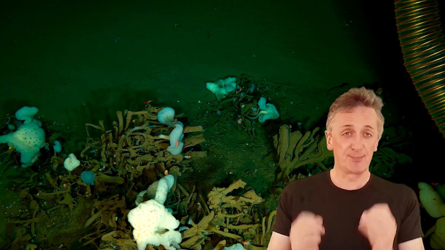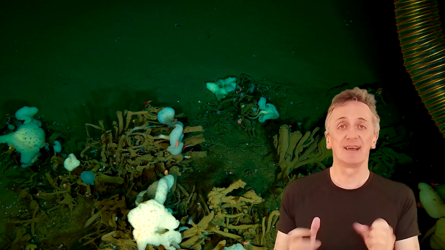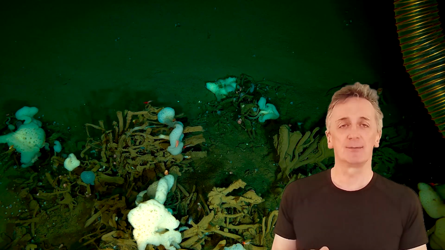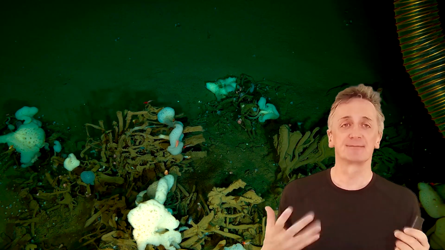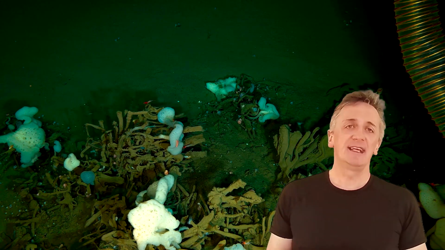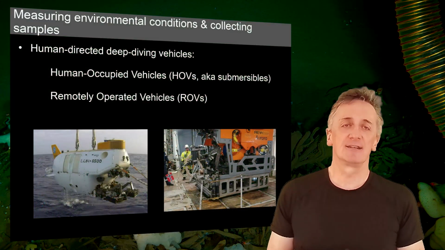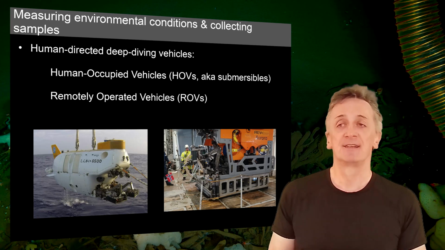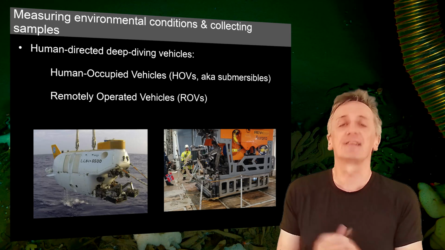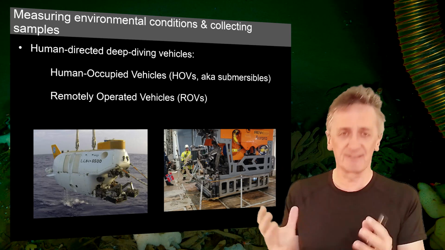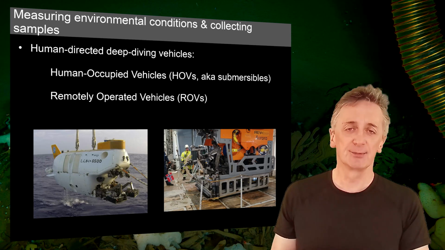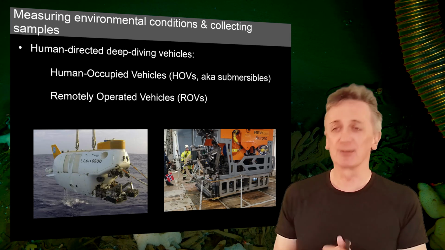The next phase, once we've pinpointed it on the seabed, is to get down there so that we can make detailed measurements of conditions and collect actual physical samples. So for that final phase, the actual direct investigation of these environments, well, there we need human-directed deep diving vehicles. And those come in two types. Either human-occupied vehicles that we also call submersibles that carry people inside them, allow us to get into the deep ocean and work in the deep ocean with manipulator arms. We can deploy sensors and instruments. We can use manipulator arms to collect samples as well.